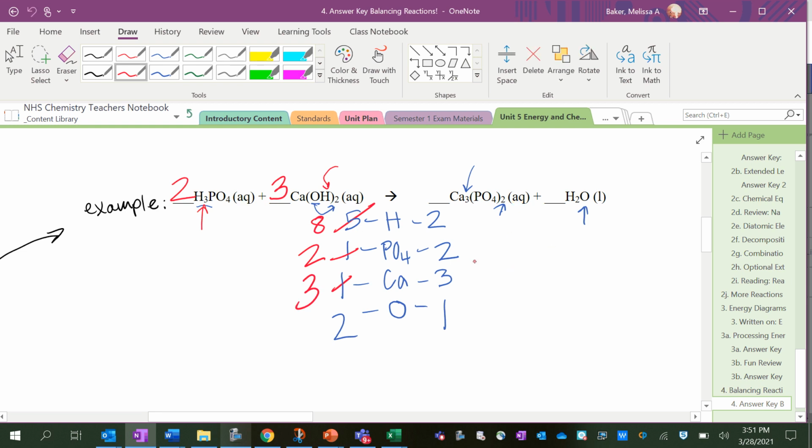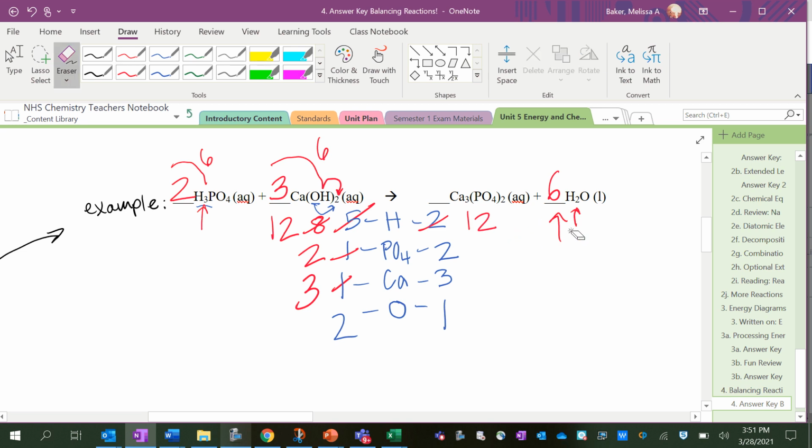But how many H's now? Oh, we got to recount. There's 6 H's here, and there's another 3 times 2. So there are 12 H's. How do we make it so there's 12 H's on the right? What times 2 is 12? 6. So now we've got 12 H's on the right.